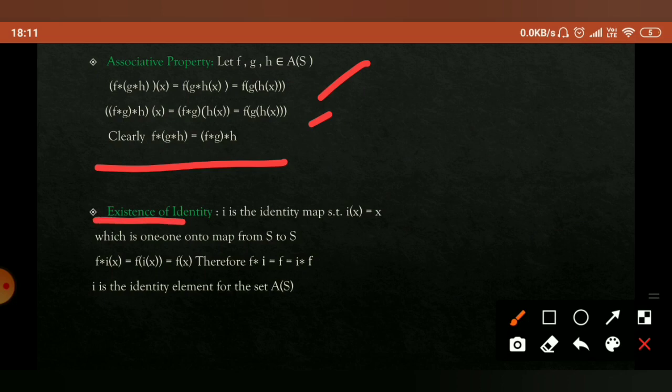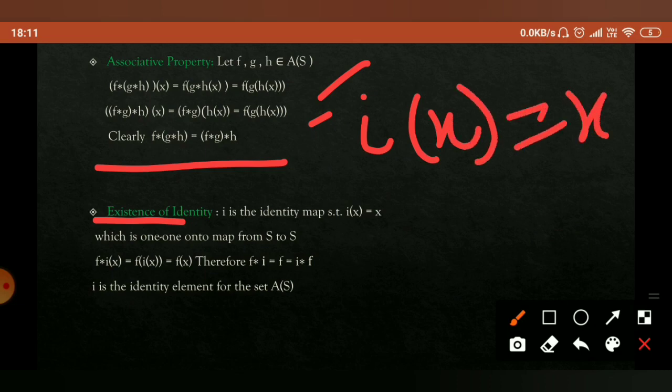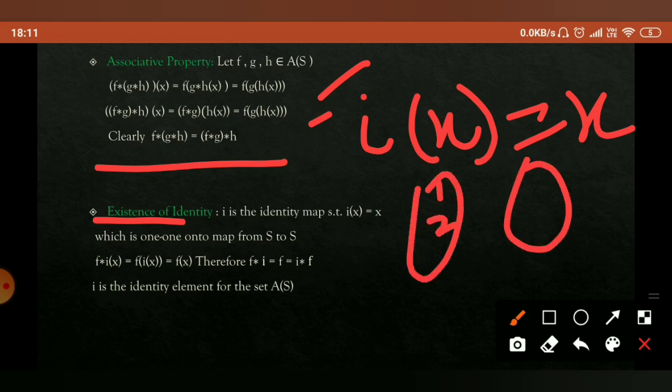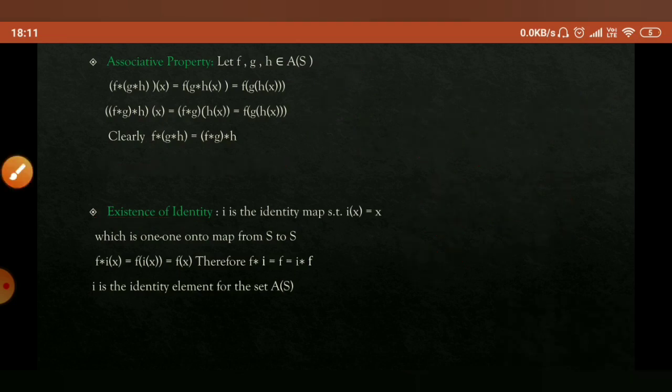Now the existence of identity. The identity permutation, the identity mapping, is a mapping which maps every element to itself. The image of x is x, that is called the identity mapping. Now this is a 1-1 onto mapping, which is very clear. As we have done with elements 1, 2, 3 attached to 1, 2, 3, there is only one way of attaching every element to itself, so that is known as the identity permutation, which is 1-1 and onto. Now it is the identity element.